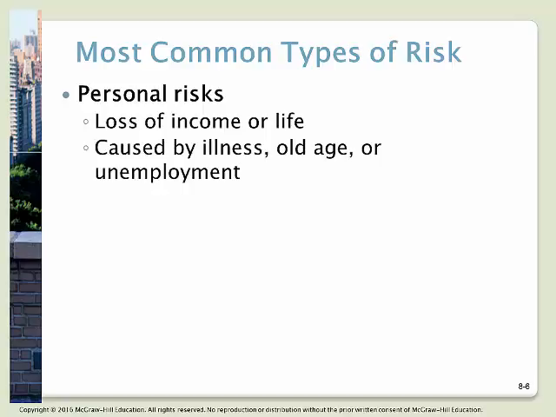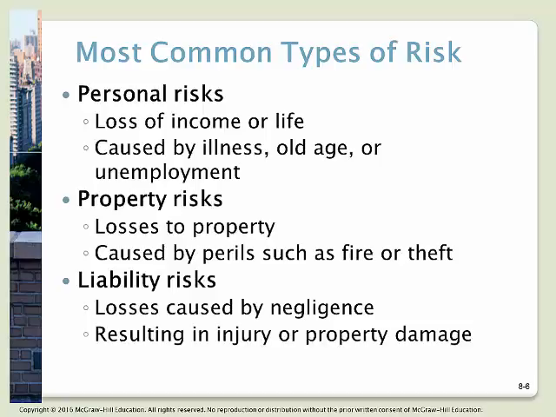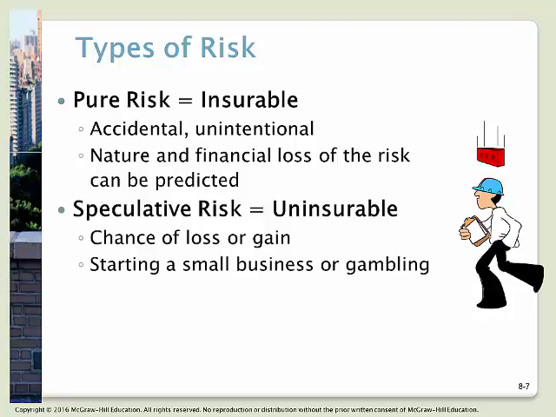Personal risk usually relates to loss of income or life. It can be caused by illness, accident, just old age. Property risk is loss or damage to property. Liability risk is loss due to negligence, which can result in injury or property damage. Pure risk is insurable. It's accidental, it's unintentional. The financial loss can be predicted and insured against. Speculative risk is not insurable.